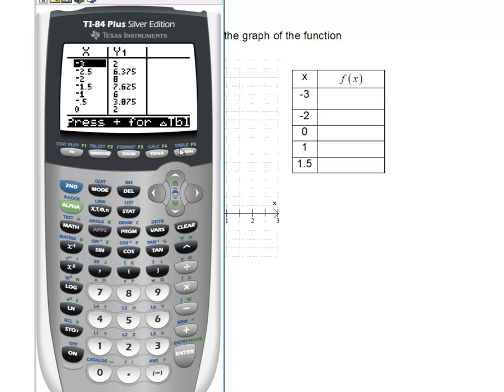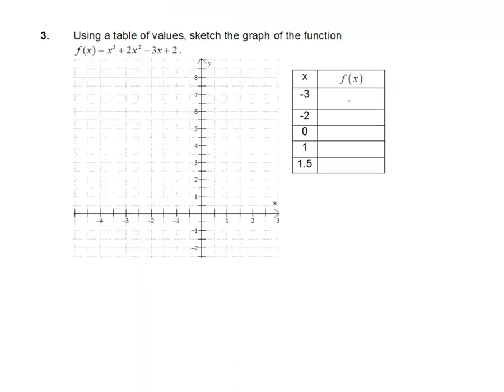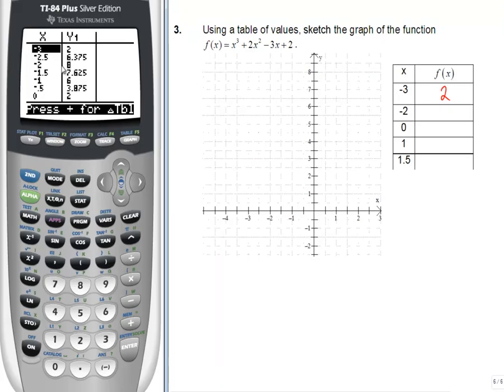The reason I'm choosing a half is because this last point is at 1.5. So I want 0.5 to be how much my table increases by. I go to table, negative 3 gives me 2. Negative 2 gave me 8, 0 gives me 2, and now I need to scroll down. 0 gave me 2, 1 gives me 2, and 1.5 gives us 5.375, and 2 gives me 12. I'm just going to write that there just so we can see where our curve is going.